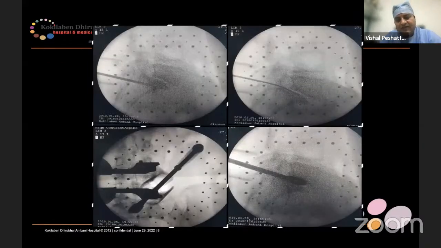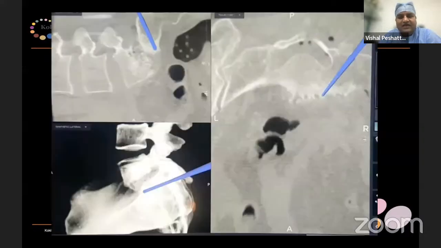So this is the one that we started doing with 2D navigation, very early 2015 onwards. And then, of course, now we use the O-arm, which is a 3D navigator. So you get the advantage being that you can see it in all 3 planes. You can put in an exact length of screw and the purchase being much, much better.